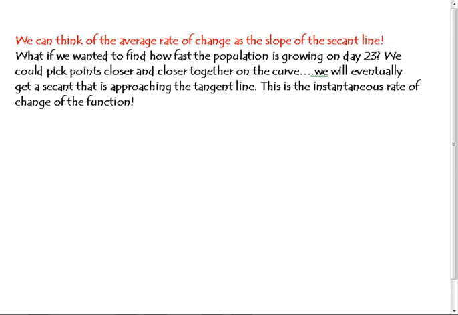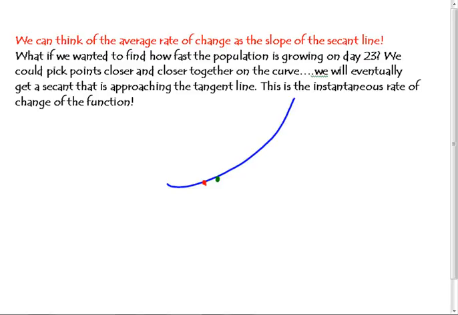So we can think of average rate of change as the slope of the secant line. What if we wanted to find out how fast the population is growing on a day, on day 23? We could pick points closer and closer together on the curve. So maybe it looks like this. And I'm going to pick a point here. Maybe I'll make it a green dot. And here. I'm going to keep this one fixed, and I'm just going to drag that point down. I want to get it closer and closer and closer.